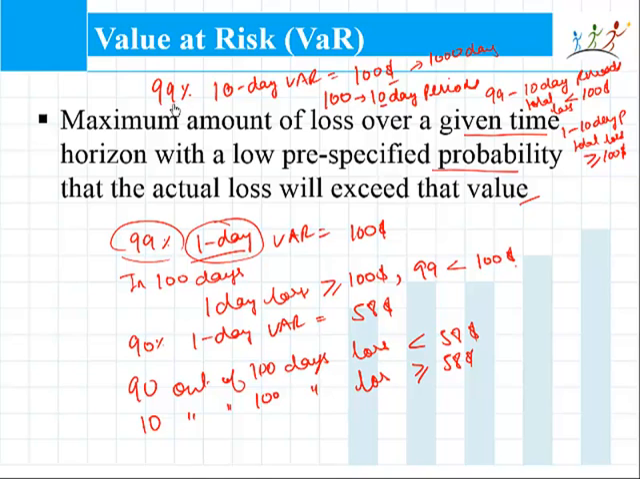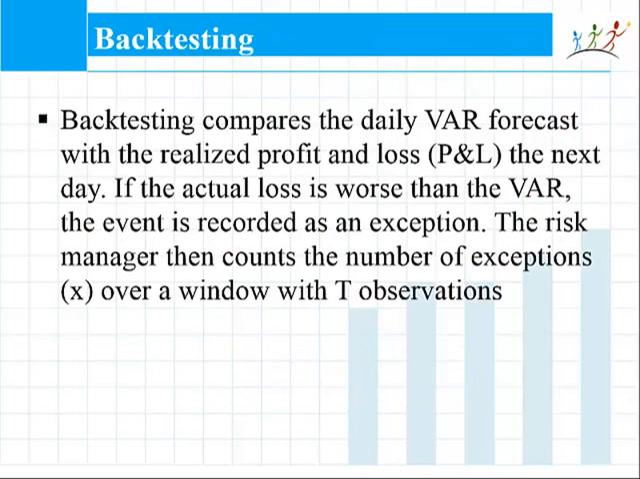Similarly, had I defined a 99% yearly VAR, then in 1 out of 100 years, the loss will exceed the VAR number. So that was just a revision of the definition of VAR, or the value at risk. We will now understand the process of backtesting.